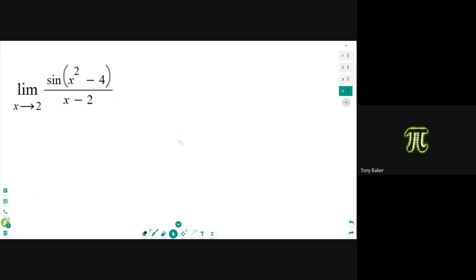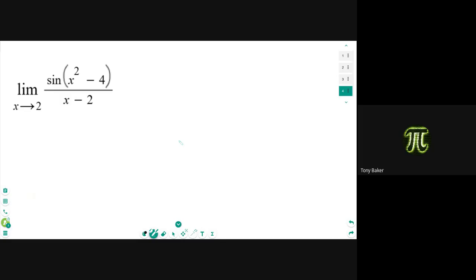You always have to plug in the number. Because if the criteria is not met by it going out to be 0 over 0 or infinity over infinity, you cannot do this problem. L'Hopital's rule does not work. So for this one it does come out to be 0 over 0. But if I was to change this to cosine, it wouldn't. Now it'd be 1 over 0. And L'Hopital's rule doesn't work. It has to be 0 over 0 or infinity over infinity.